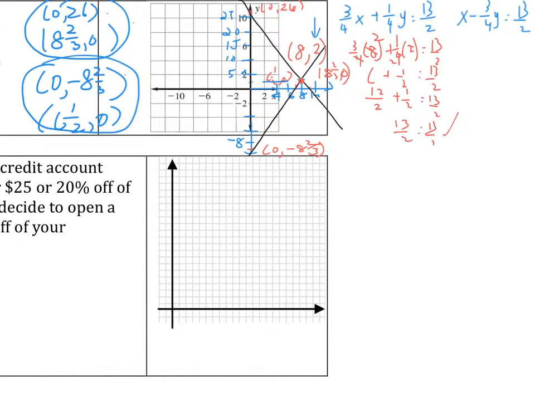And then the other one will be 8 minus 3/4 times 2 equals 13 over 2. And then I can rewrite this as, let's see, 16 over 2. This can be simplified. So this will be 13 over 2. So we have 13 over 2 equals 13 over 2. So yes, 8, 2 is a solution of this system of linear equations.